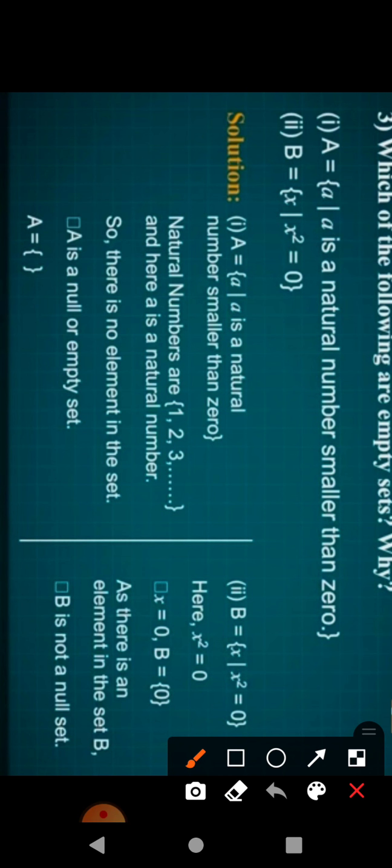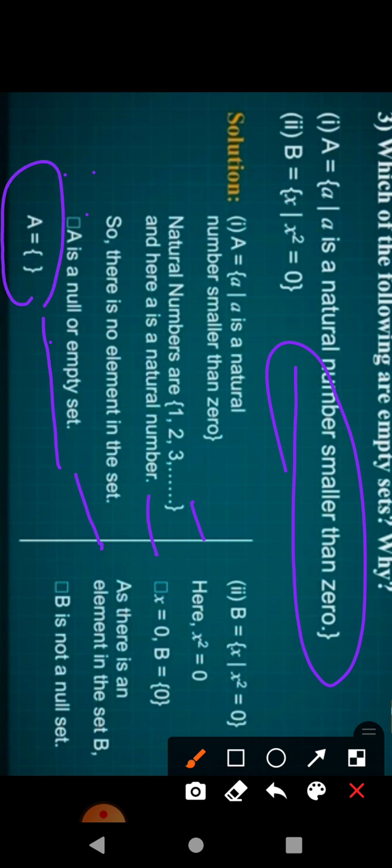So here it is given A is a natural number smaller than 0. There is no natural number smaller than 0, so we will write it's an empty set. We will write the statement this way: natural numbers are 1 to 3 and so on, and here A is a natural number, so there is no element in the set because they are saying smaller than 0. So we will write there is no natural number smaller than 0 over here. Therefore A is a null, or you can say empty set. So we will write A is equal to empty set.